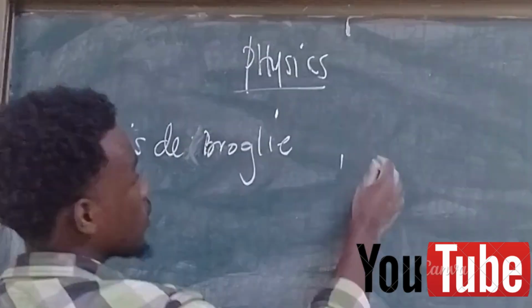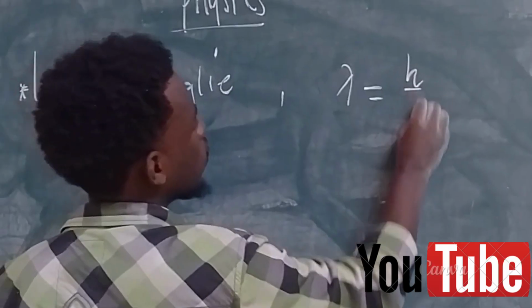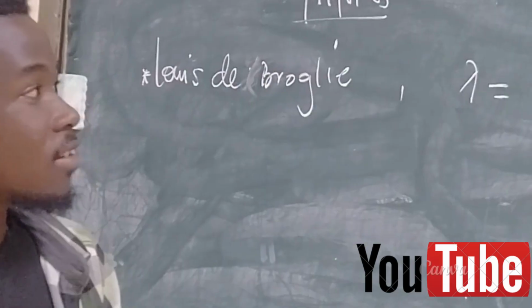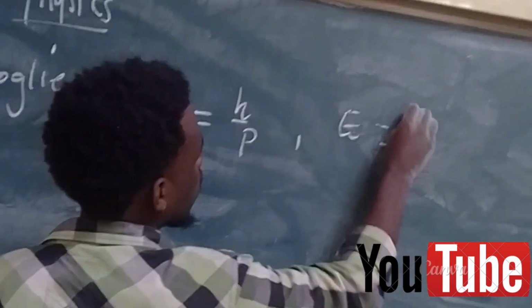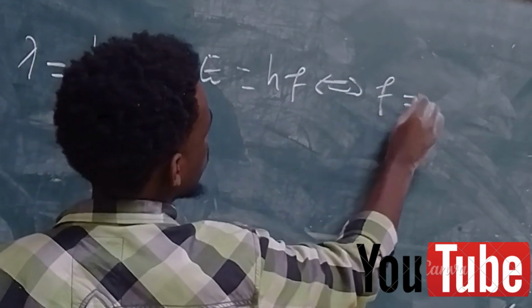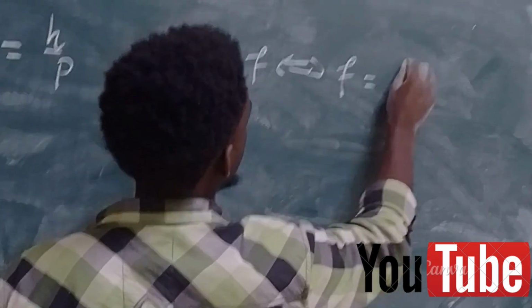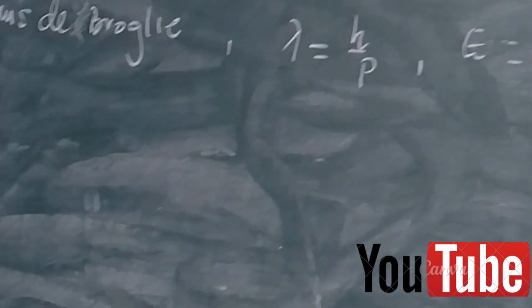where he has the formula for the de Broglie wavelength: lambda is equal to h over p. And we shall also use Einstein's equation, where the energy is equal to h times f, meaning that f is equal to E over h. Okay?